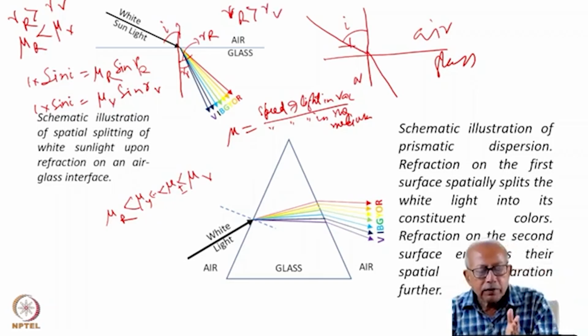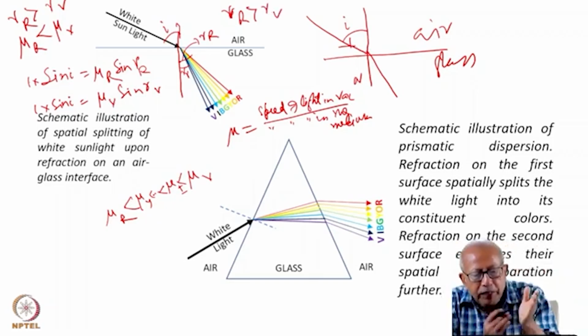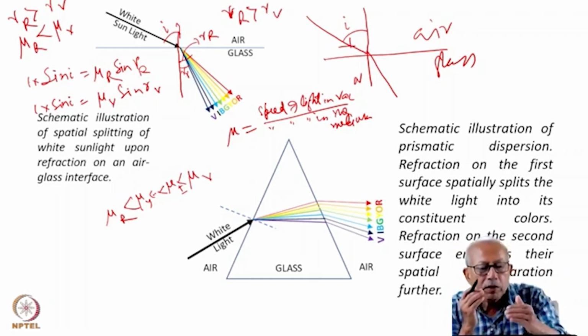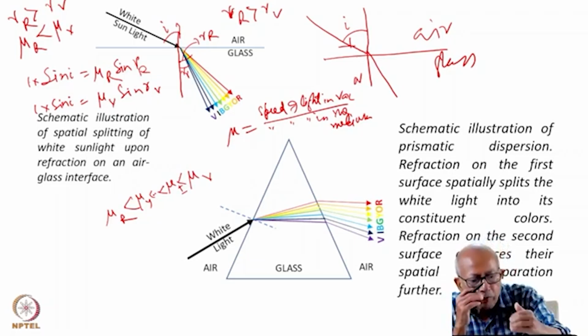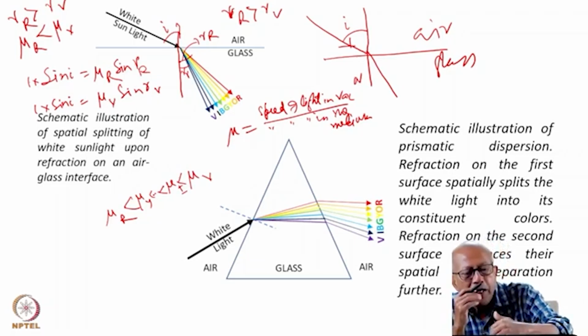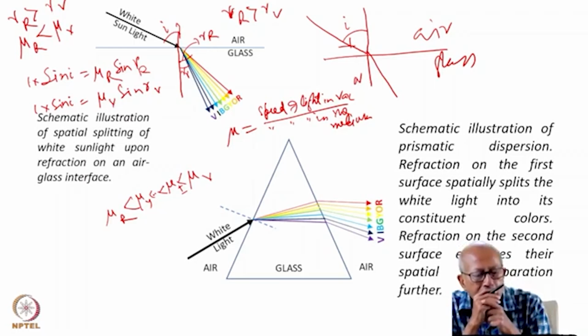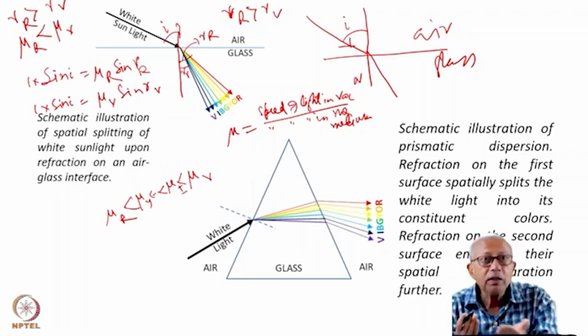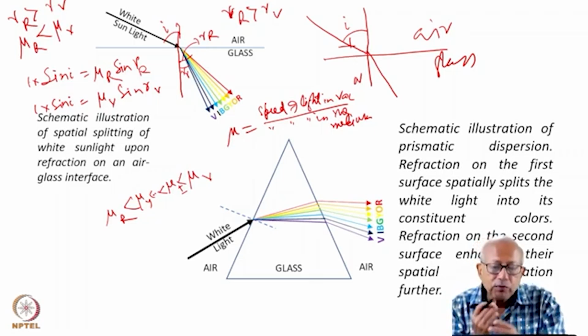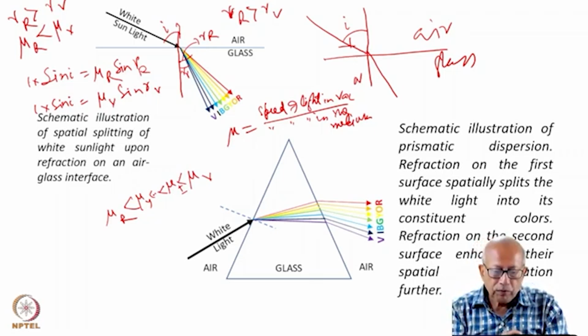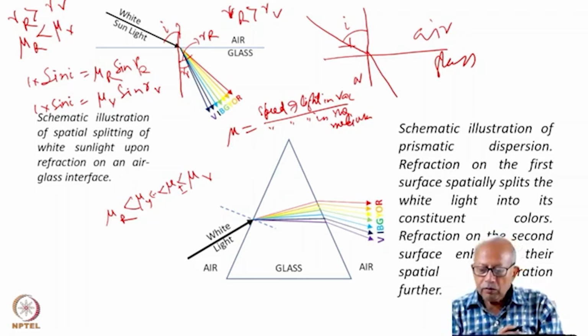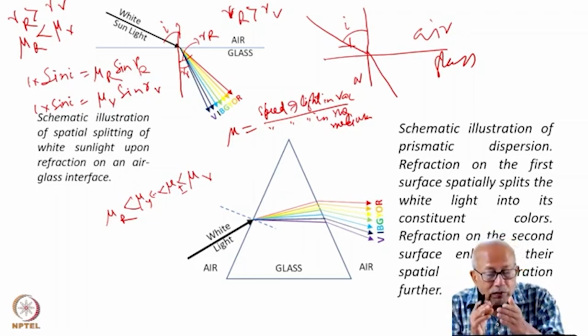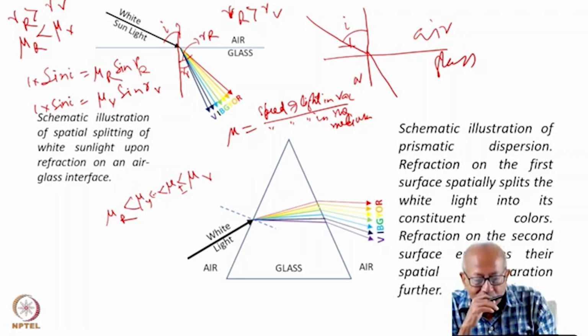That means different colors will split, because after the refraction they will go in different directions, making different angles with the normal. So the colors would split spatially in space. So this phenomenon is called, sorry, this phenomenon is called dispersion of light.